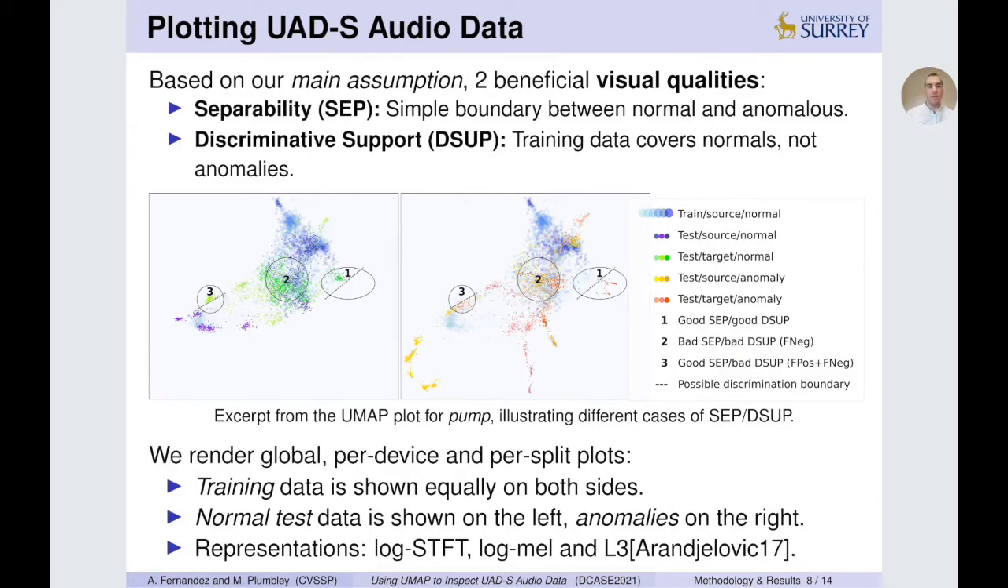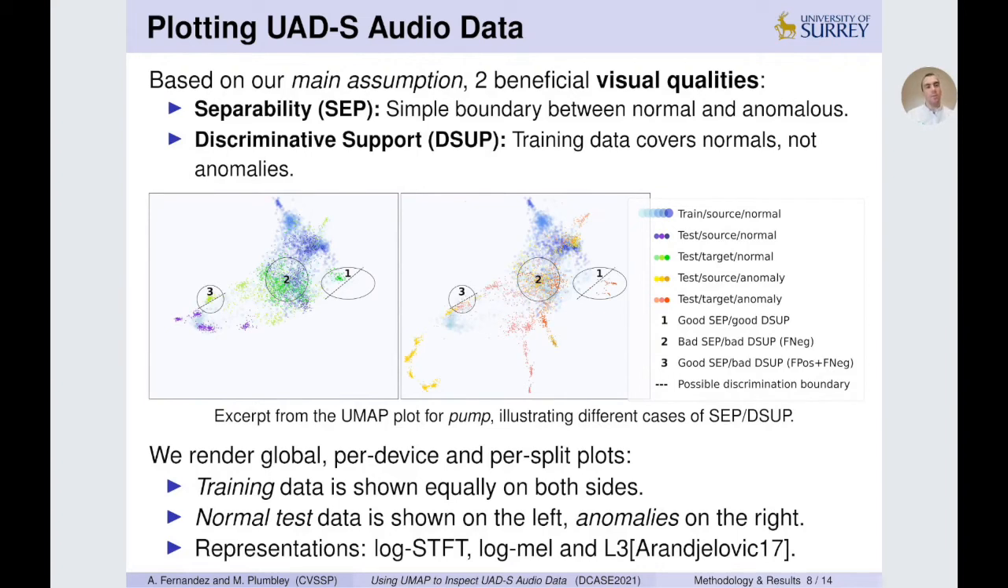The picture in the slide illustrates this. On the left-hand side, we see the training data and the normal data. And on the right-hand side, we see the exact same training data, but only with the anomalies. So region 1 provides a decision boundary that is able to separate a patch of normal data from a patch of anomalies, therefore having good separability. Furthermore, the training data covers the normals, but it doesn't cover the anomalies. So it also provides discriminative support. That is the ideal scenario we are looking for.